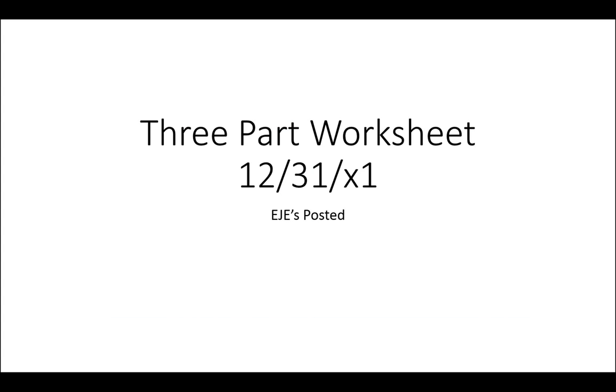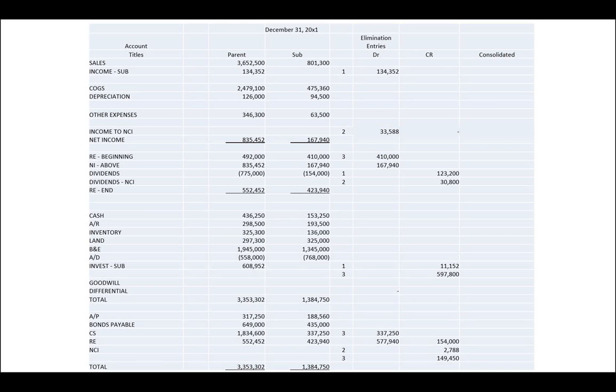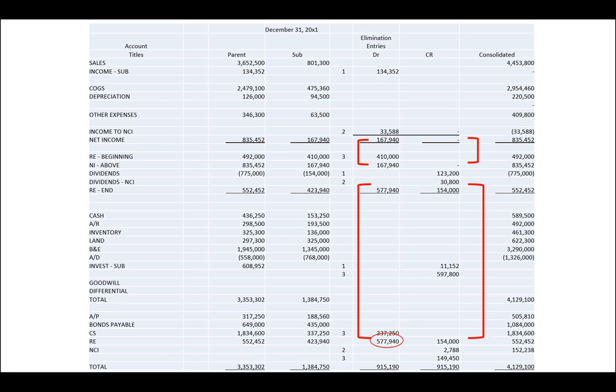Let's look at the three-part worksheet with the EJEs posted. A couple of things to point out. You can see on the income sub line that we're going to debit that. And the big thing, which is new in this chapter, is we've assigned $33,588 to the income NCI. Similar to before, the information is going to flow from the income section down to retained earnings, down to the balance sheet.